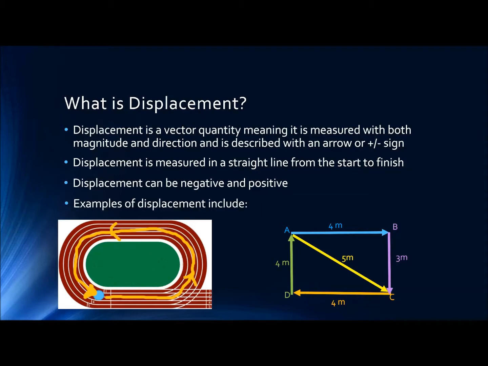These are some examples of displacement. For instance, you start on a track and run an entire lap around. Your displacement would be 0 because you end up exactly where you started. Let's say you're walking from point A to point B. Your displacement is 4. You walk from point A to point B to point C. Your displacement is 5. If you walk from point A to point B to point C to point D, your displacement is 4.